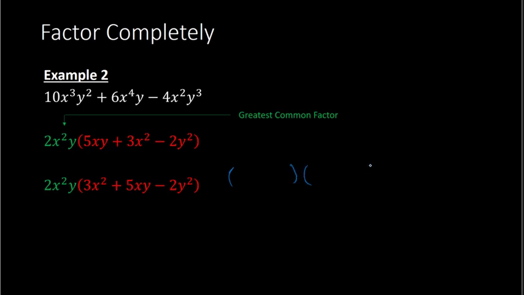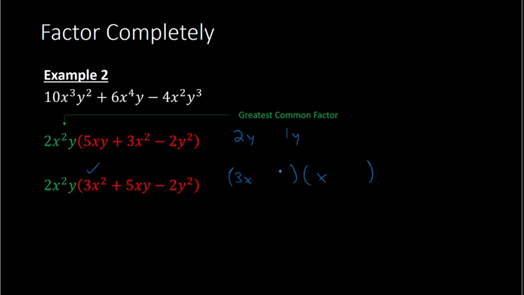So 2 different sets of parentheses. Now to get 3x squared, it would be 3x times x. That is the only way to get that first term of 3x squared. Now looking at the last term, negative 2y squared, the only way to get that would be with 2 times 1, I guess 2y times 1y, where either the 2y is positive and the 1y is negative, or the 2y is negative and the 1y is positive.